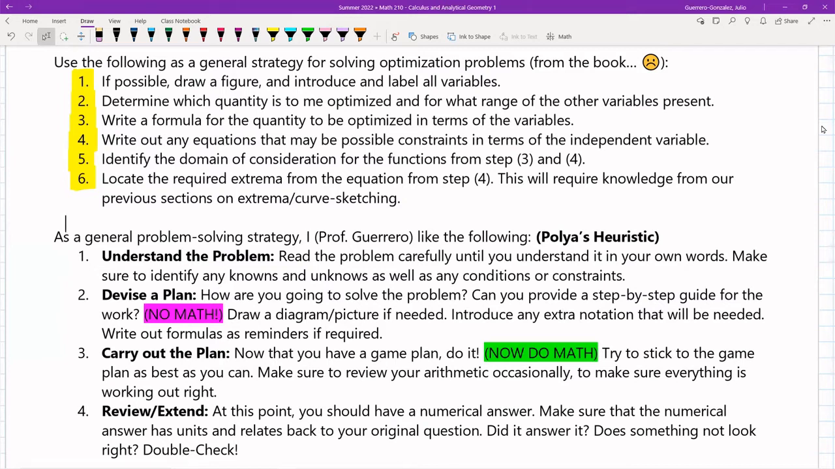The name for this problem solving strategy, you can go and read it up if you want to. It's called Polya's heuristic. This guy, George Polya, passed away, I believe, in the late 1980s. He was a professor at Stanford for like 40 years.